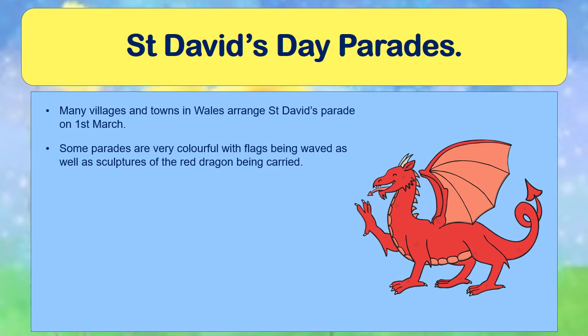They wave flags, and they also have sculptures. So that's like things made out of pottery or stone, of the red dragon, the Welsh dragon, being carried, or they might make a little dragon banner. And children sing the Welsh songs, such as the Welsh national anthem as well. So they like to have a sing and a dance.